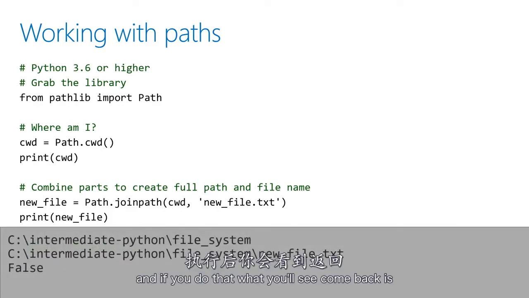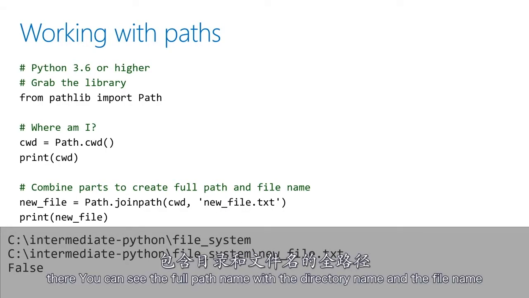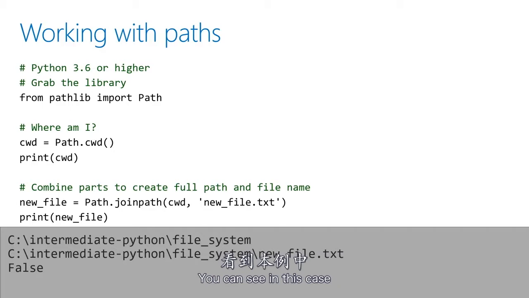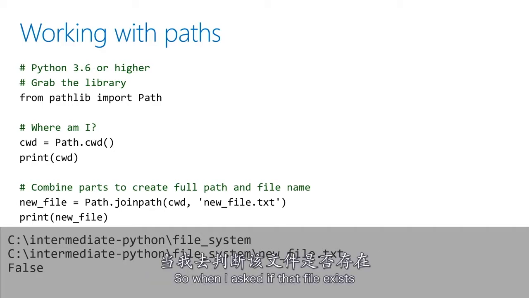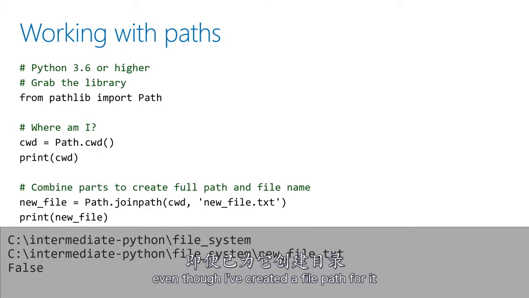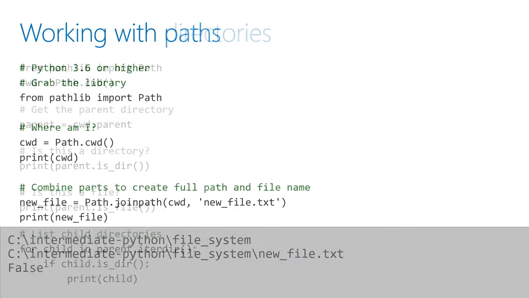And if you do that, what you'll see come back is there's your current working directory. There you can see the full path name with the directory name and the file name. And you can see, in this case, I haven't actually created a file called new file. So when I ask, does that file exist, even though I've created a file path for it, the file itself is not there. So it returns a false.